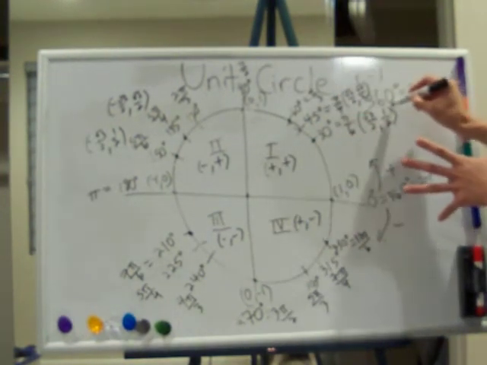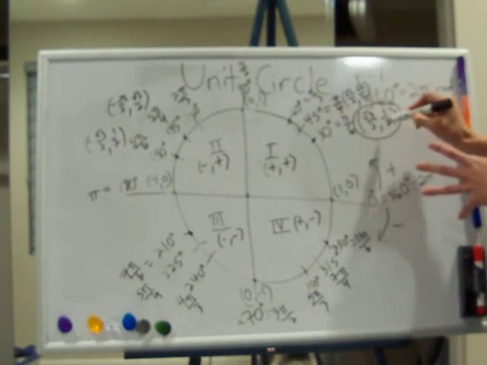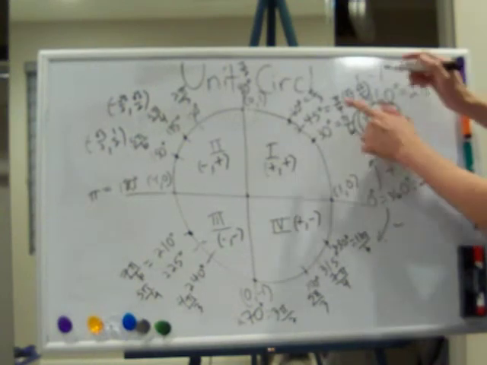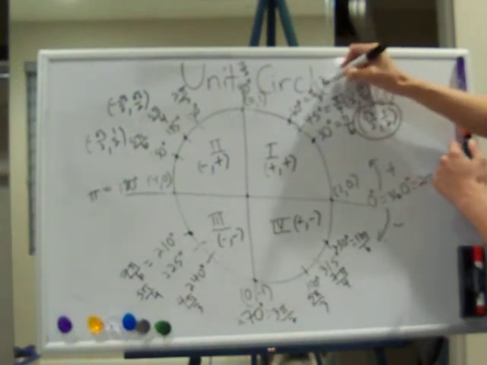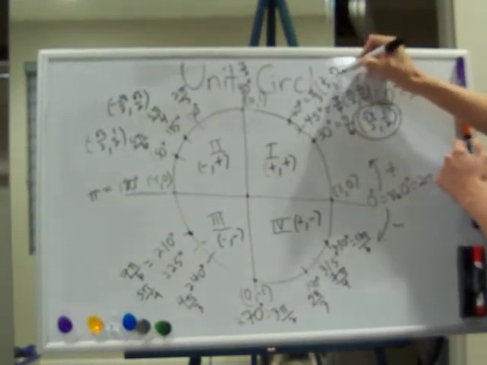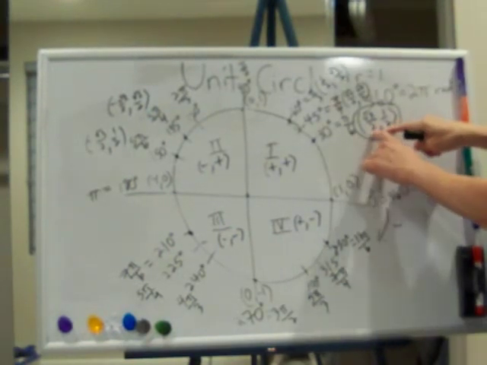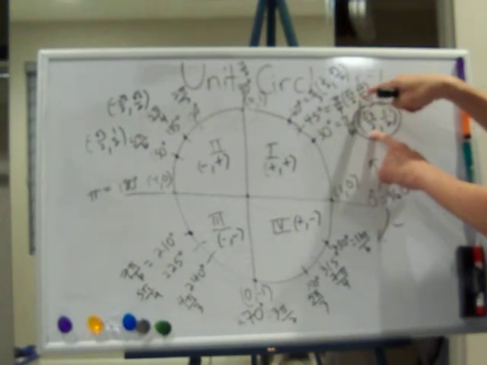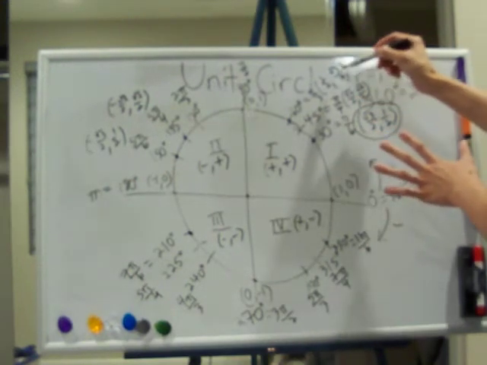So if you can remember this point here, rad 3 over 2, comma 1/2, then all you have to do is switch the x and the y. So this one's going to be 1/2, comma rad 3 over 2. So if you memorize this point, then it's going to be easy for you to know this point, right? And this point is super easy because x and y are the same. So here, this is positive 1/2, rad 3 over 2.